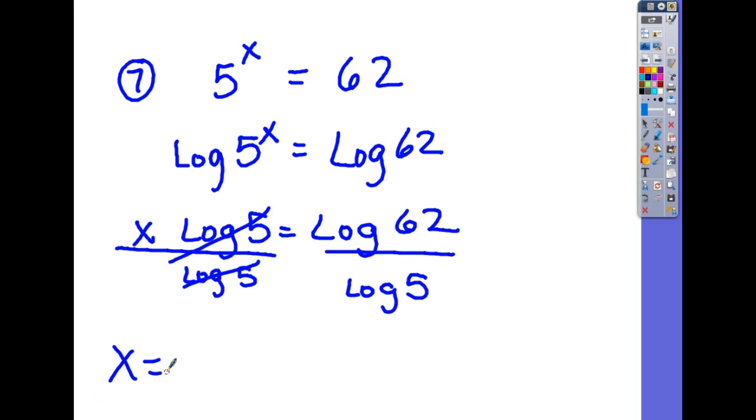I will not get the right answer if I do not close the automatic parentheses. And so you are going to put that in your calculator. Log of 62, close parentheses, log of 5, close parentheses.